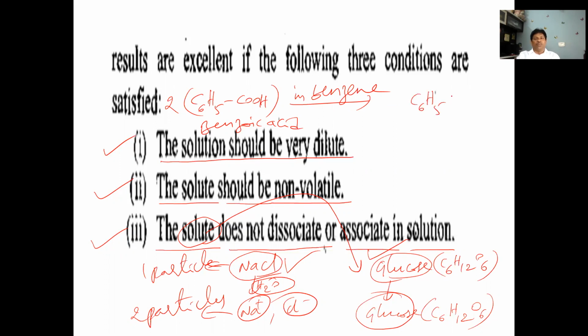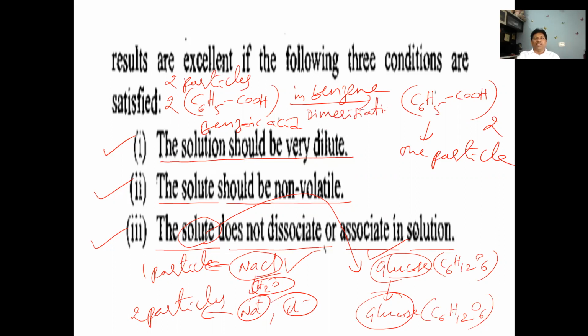Dimerization means two molecules of benzoic acid associate to form a compound like this, C6H5COOH taken twice. It is one particle, a single particle produced here. But two particles associated, that is, two molecules associated in benzene to form a single particle. This phenomenon is called dimerization.